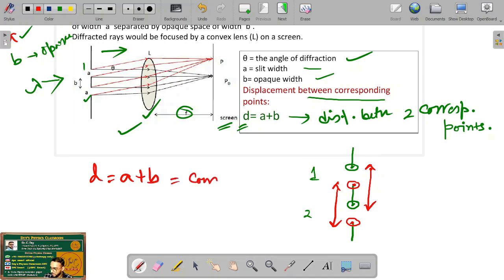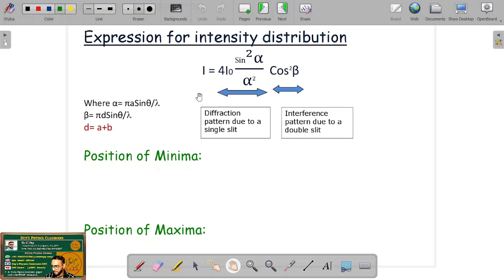That would be constant. Now in case of Fraunhofer double slit diffraction, the expression for intensity distribution is given by this one: I equals 4 I naught sin square alpha by alpha square into cos square beta. Its derivation is not in your syllabus.